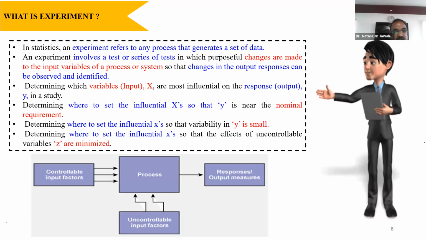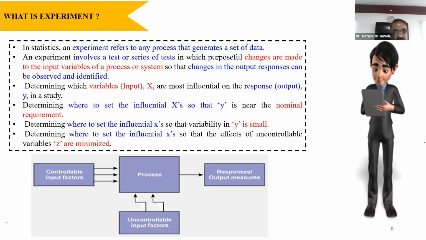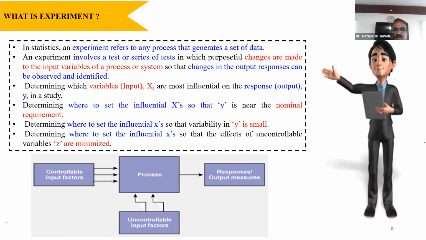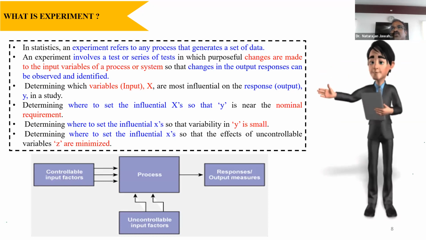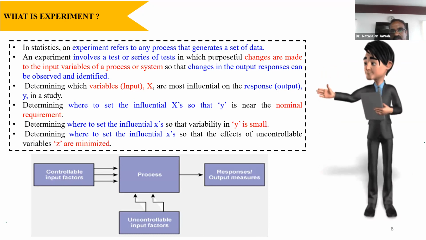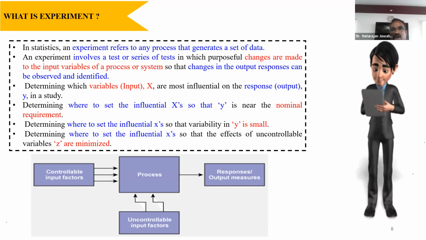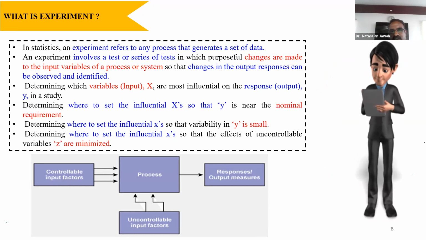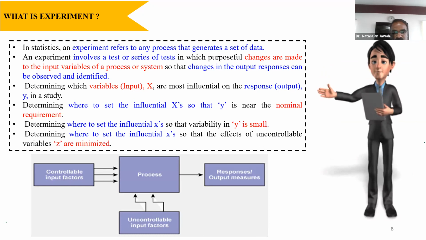Then determining where to set the influential X so that the variability in Y is small. Suppose Y is your error or the problem of your response, the problem of your product or the formulation. So you want to reduce that error, your Y value, and you have to set your X factor. That also we can determine through experiment.